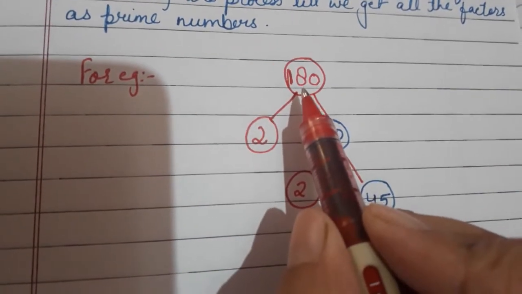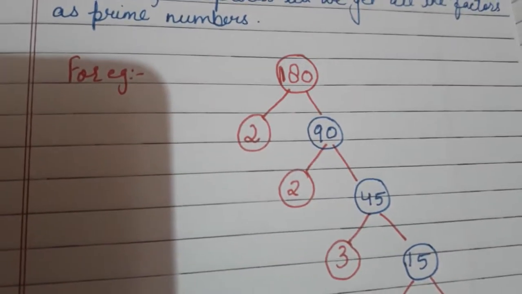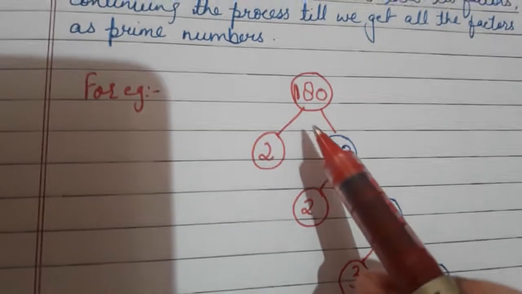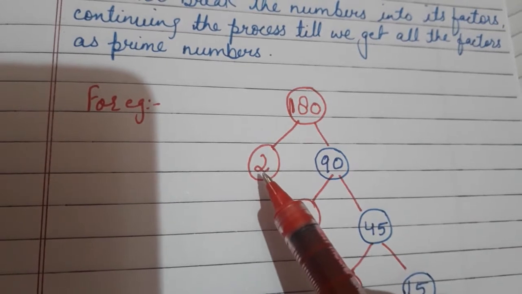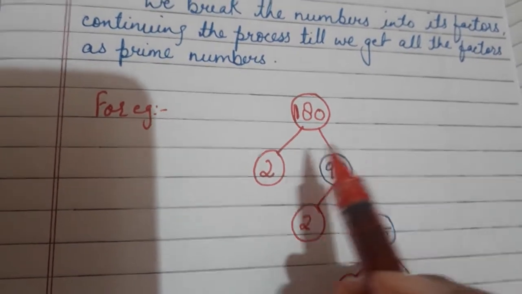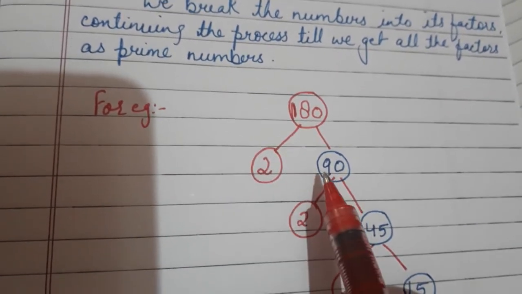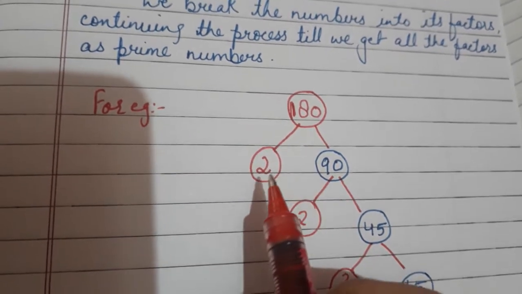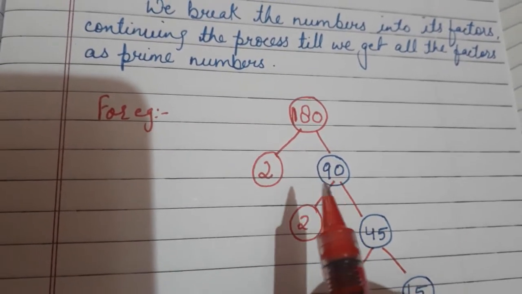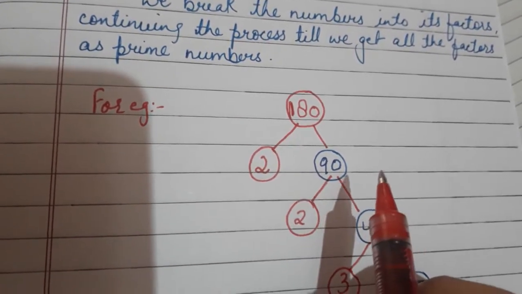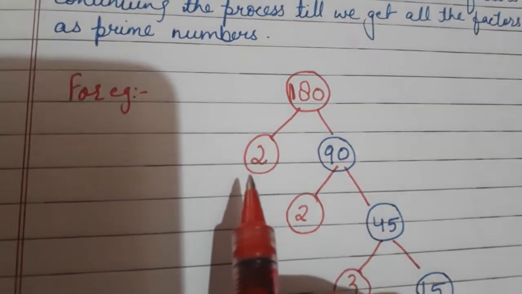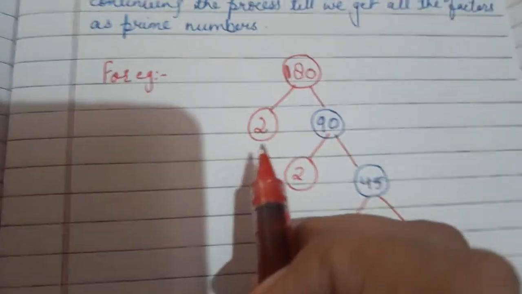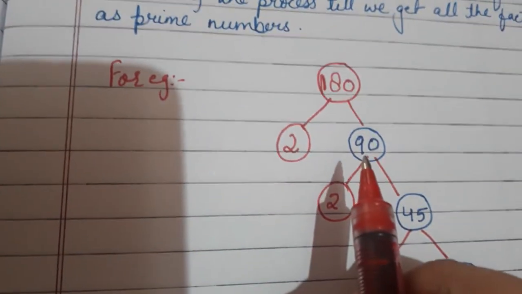Now when you find the factors of 180, you will get that 180 is a multiple of 2 and 90. Alright, so 2 and 90 become your factors. But 2 and 90 both are not prime factors. What are prime numbers? The numbers which are divisible only by 1 or by itself. So 2 is a prime number, yes, I agree. But 90 is not a prime number.